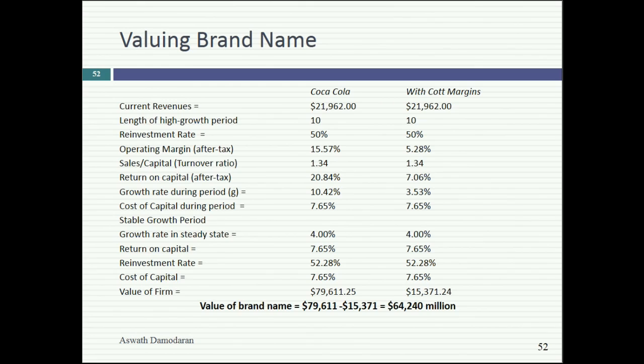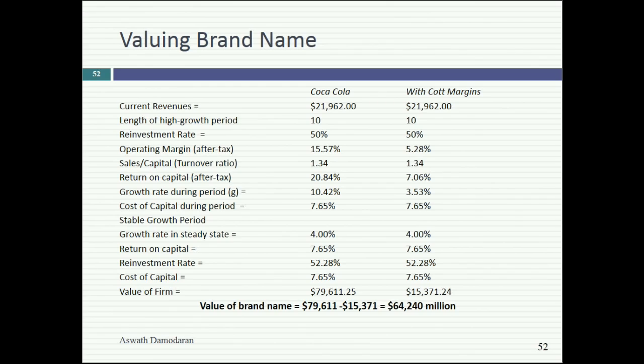So here's what I did. I can't compare Coca-Cola to COTT. They're two different companies. So here's the question I asked. If tomorrow Coca-Cola woke up and its brand name was gone, don't ask me how that happens. It's a marketing person's nightmare. Let's make it come true. Your brand name is gone. What's going to happen? They're no longer going to get the front of grocery stores like they do now. They can't charge the prices that they do now. They'll become a generic soda manufacturer, and their margins are going to drop to 5.28%.